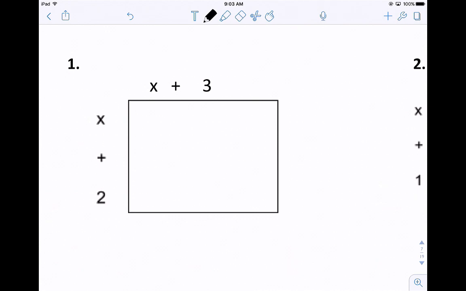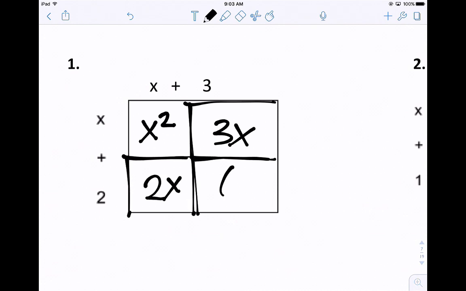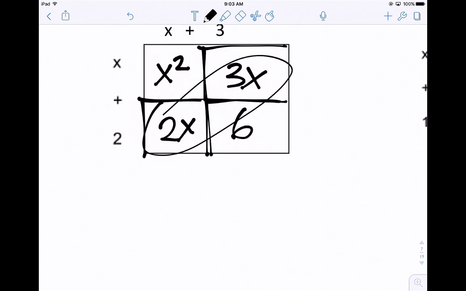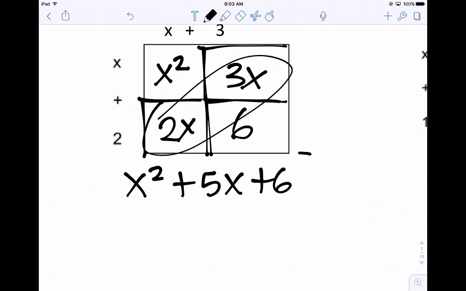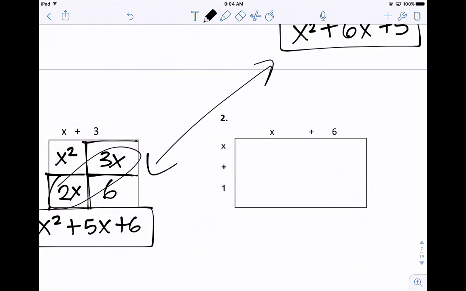The first one's x plus 3 times x plus 2. Everywhere I see a plus or minus, I'll put a line. And find the area of each box. The first one's x squared. Then we have 3 by x, which is 3x. X times 2, which is 2x. 3 times 2, which is 6. All right, we can combine like terms and write out our expression, x squared plus 5x plus 6. Just like you noticed the last one.